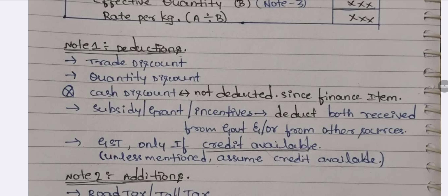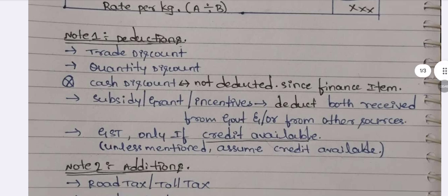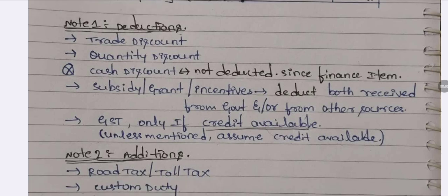Then subsidy, grant, and incentive should be deducted, whether received from the government or from other sources. You should deduct both the grants and anything received. Then GST you should deduct only if the credit is available, otherwise it should not be deducted. In some questions they give just GST, then you should assume the credit is available, so you should deduct it.